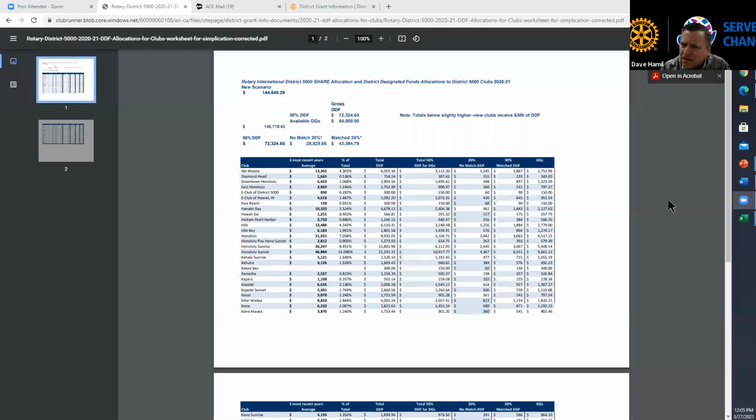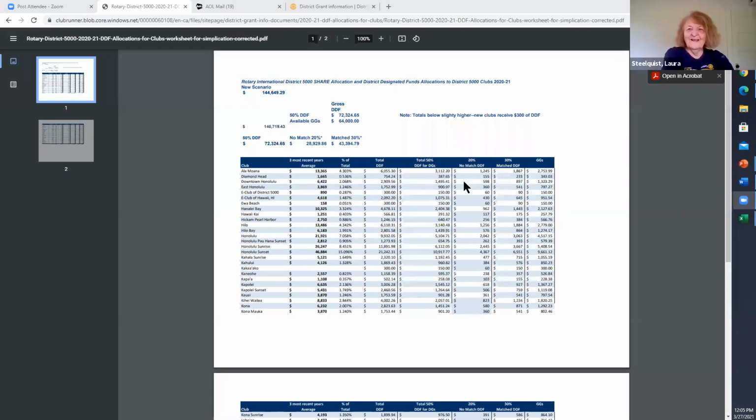District. I think that's right. Is that right? Yeah, and the reason for that is we used to have what was called a district simplified grant. That's all we had to use locally. Everything else went globally, and it was 20% of the DDF. So when we started this new allocation process with Future Vision, we kept the 20% no match for clubs to be able to use if they did not have funds to match. So that just stayed the same.